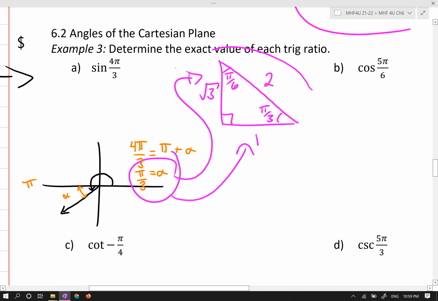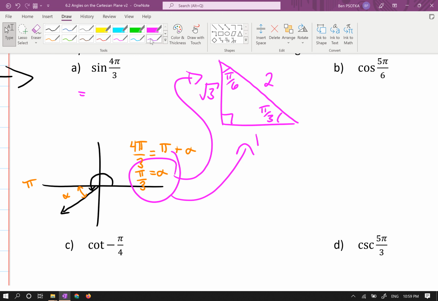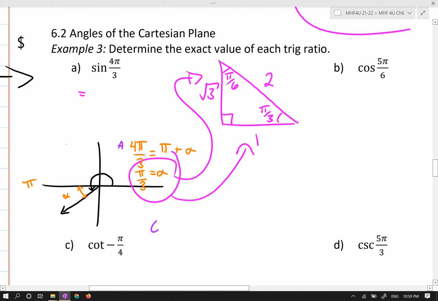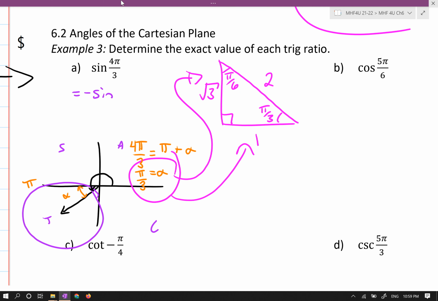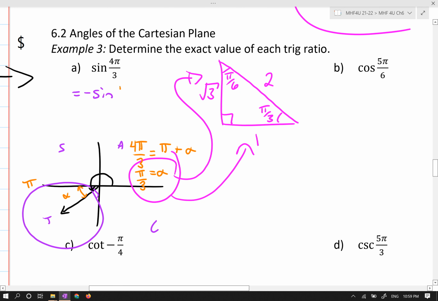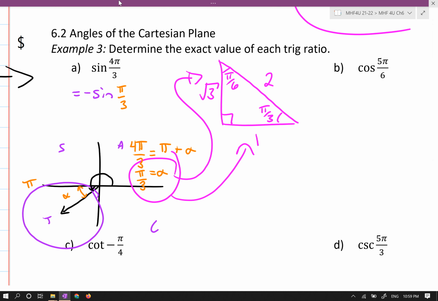I need to connect what I'm doing over here to my initial problem. So the sine of 4 pi over 3, in order to do that, I need to use my cast rule. According to my cast rule in quadrant 3, which is where my terminal arm is, tangent ratio is positive. That means my sine ratio is negative. If my sine ratio is negative, that means that the sine of 4 pi over 3 is going to be equal to negative the sine of my related acute angle. That is negative the sine of pi over 3. Now it all makes sense.